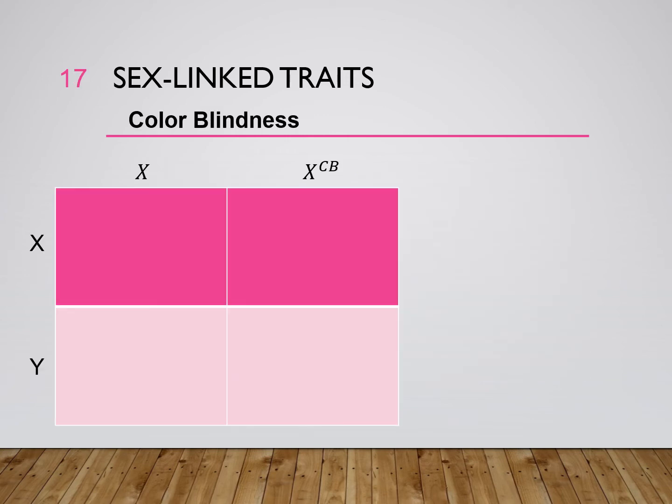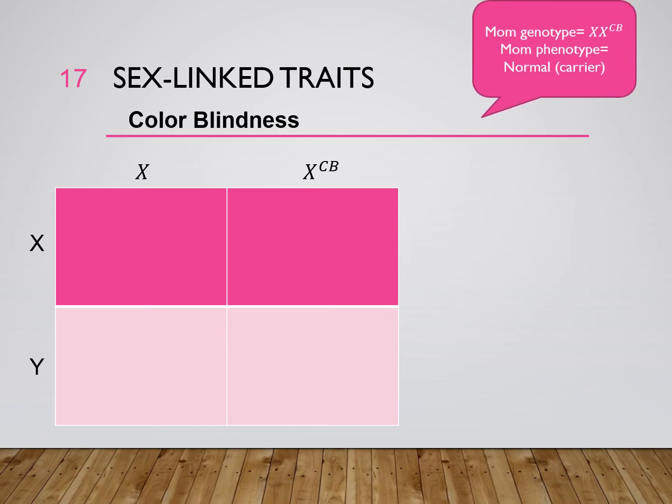Okay, so let's take a look at what a Punnett square would look like for a sex-linked trait. And here we're going to focus on color blindness. And color blindness is attached to the X chromosome. Like I said, Y chromosomes just determine sex for the most part. Those non-sexual traits that are attached to the sex chromosome are typically attached to the X. Okay, so let's look at what we have.